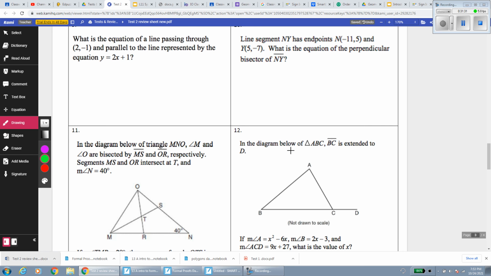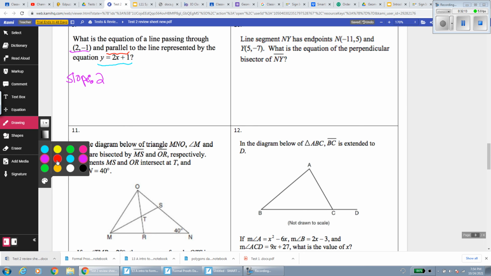What is the equation of a line passing through the point (2, -1) and parallel to the line represented by the equation y equals 2x plus 1? So remember, parallel lines have the same slopes. So we want the equation of a line that has the same slope as the one that we were given and that passes through the point (2, -1). So the slope of the line that we're given is 2. Remember, the slope is what's attached to the x when you have the equation in y equals mx plus b form. So 2 is the coefficient on the x.